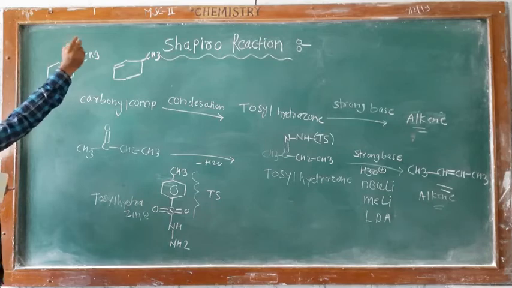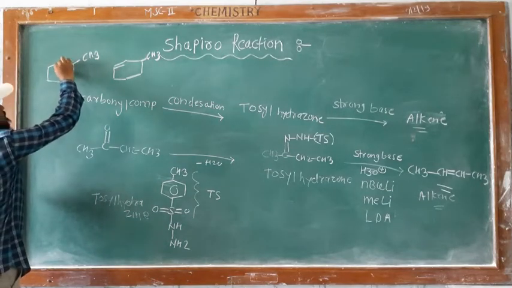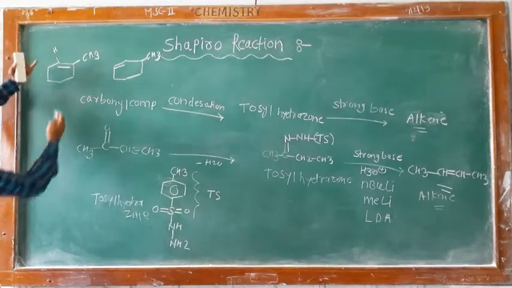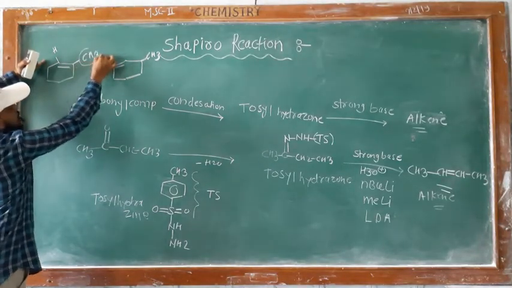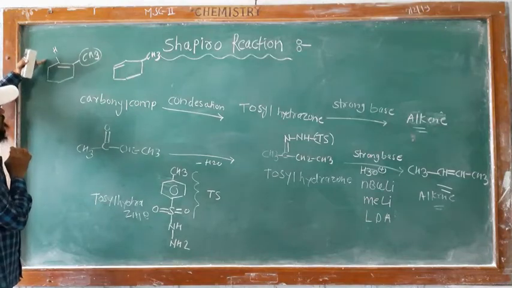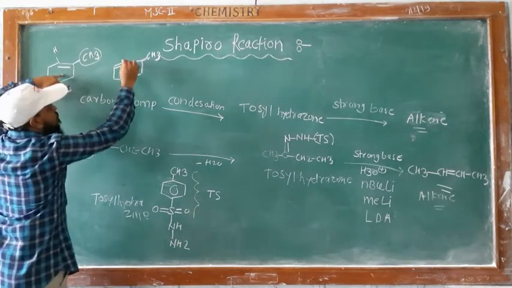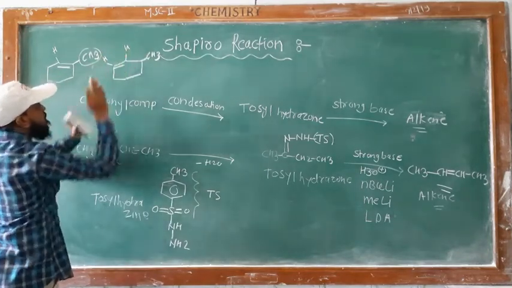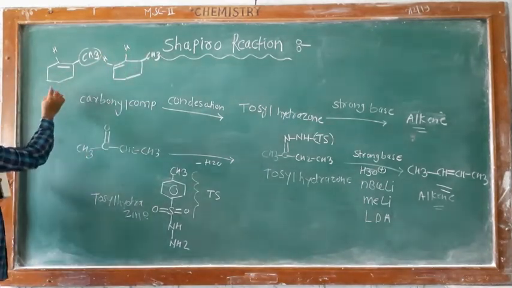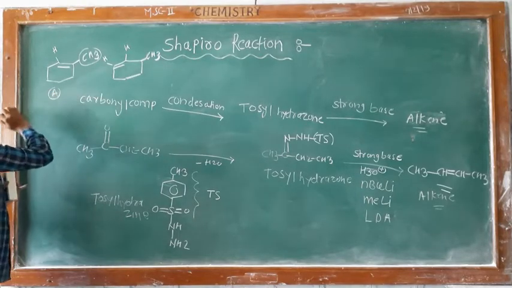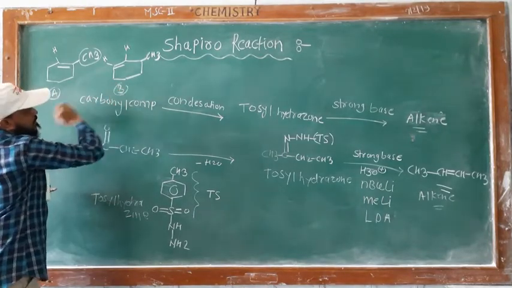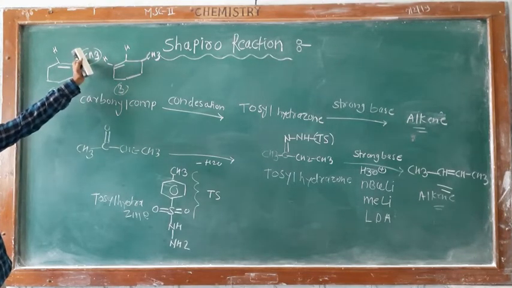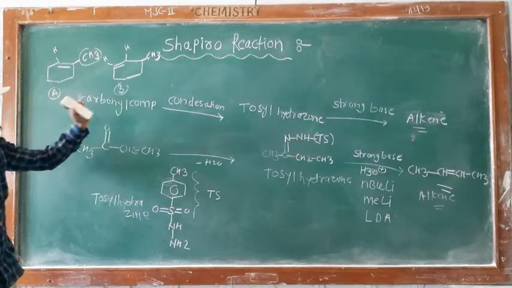Now look here, this is our alkene group. Here one proton is present, and on the other hand one substituent is present, a methyl group, in this case. And here, one proton is present, also here one proton is present in this alkene. Suppose here I indicate A alkene and here B alkene. So in the case of A alkene, one substituent is present as compared to B alkene.